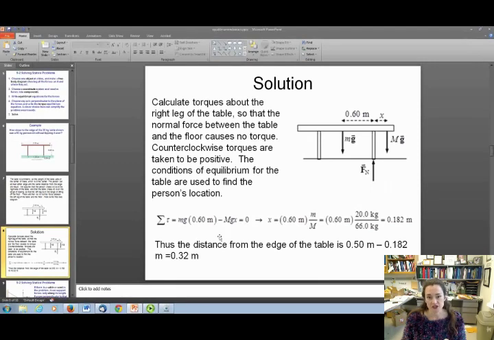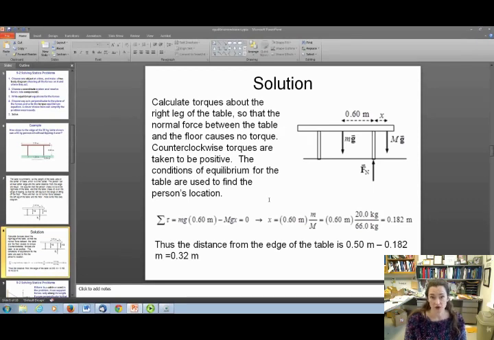Now, the mass of the person, that's going to be a negative torque, so it's minus big M, that's the mass of the person, times g, and then times x, the distance from the axis of rotation to the big person. Okay? Now, the normal force doesn't cause any torque because it acts right at the axis of rotation, so the lever arm is 0 in that case. So that doesn't play into the torque at all. So you just have little mg times 0.6 minus big mg times x is equal to 0.